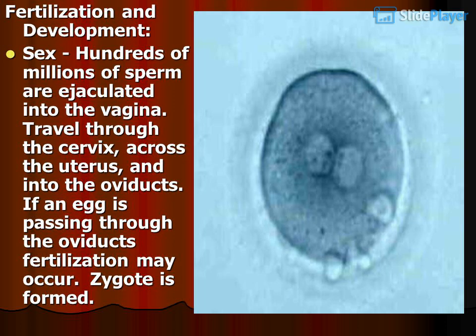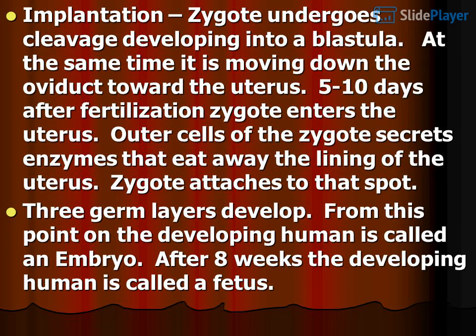Fertilization and development. During sex, hundreds of millions of sperm are ejaculated into the vagina, travel through the cervix, across the uterus, and into the oviducts. If an egg is passing through the oviducts, fertilization may occur. A zygote is formed.